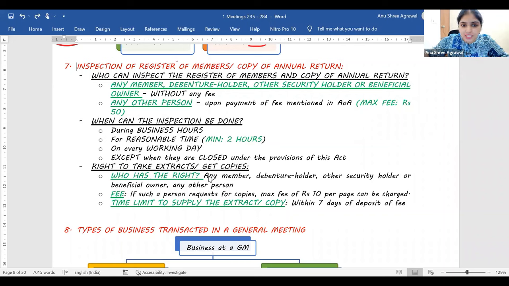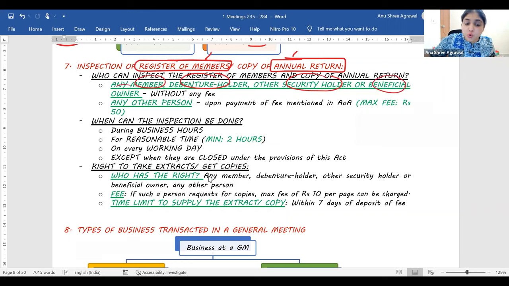Now I'm talking about inspection of register of members and inspection of annual return. Who can inspect? See, these two things, anybody can inspect. Members, debenture holders, security holders, beneficial owners, or any other person, which means anybody can inspect. Then why are we learning like this? Because members, debenture holders, security holders, beneficial owners, if they are inspecting without any fee, we can let them inspect.